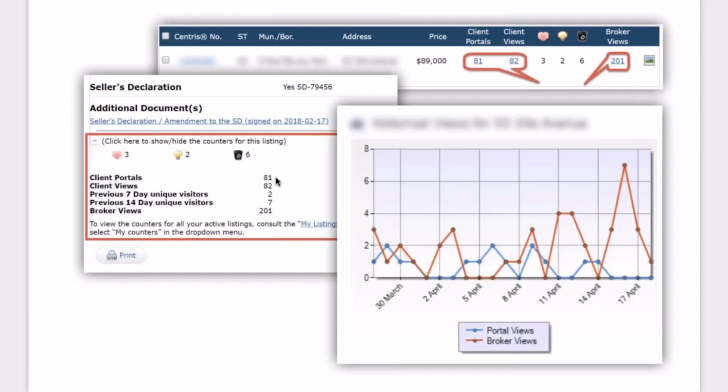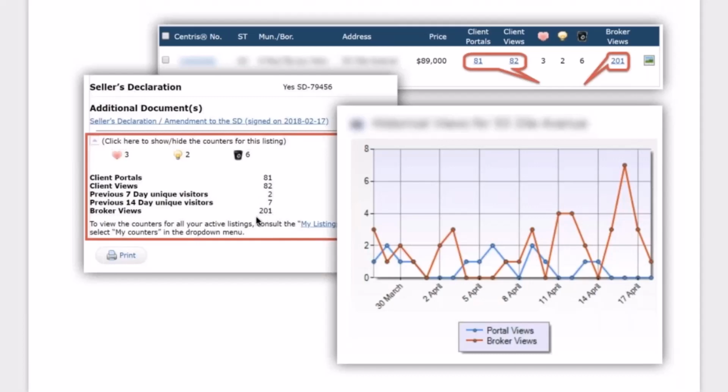So you have 91, it was sent to 91 client portals, so by automatic email or just regular email. There are 82 client views, and then there are 2 unique visitors in the past 7 days and 7 in the past 14 days. So you have to differentiate the clicks here, so between unique visitors and client views. So this could be the same person that looked at the listing 82 times, and this is unique visitors. So you only have 7 and 2 for this listing. So this listing isn't having a lot of traction.